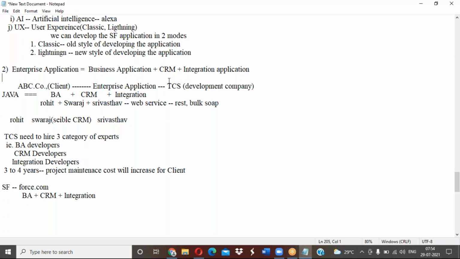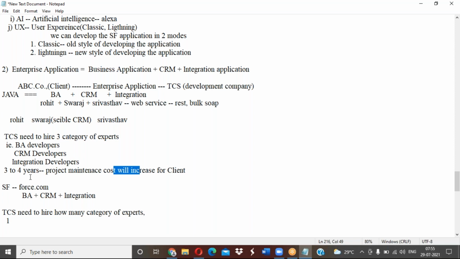So in this case, how many categories of experts does TCS need to hire in case of Salesforce? Only one. If you go for other technologies, three categories of experts they need to recruit. Tell me, is giving salaries for three people better, or giving the salary to only one employee better? One. Then automatically the client's project maintenance cost is reduced or not?